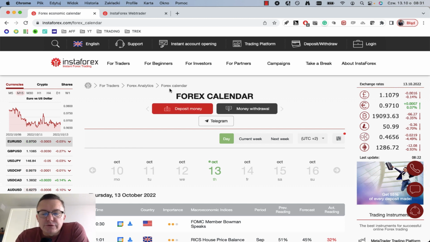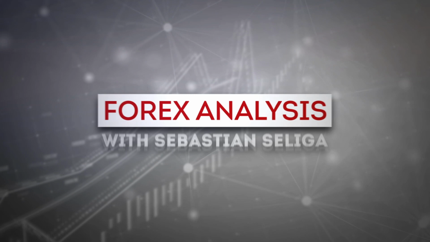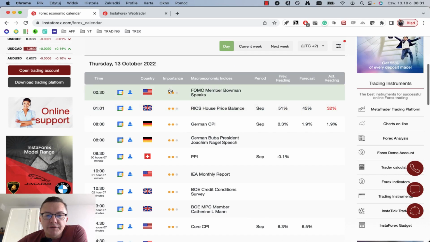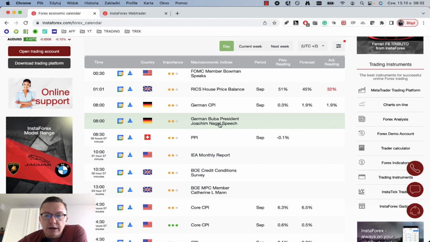But let's focus on the Forex calendar for Thursday. What do we have here? Some data had been published overnight as usual, however nothing special. We start with the German CPI that hits the level of 1.9%, just as expected, but it's way above the previous reading of 0.3%. This is a monthly reading, so there is a substantial increase in the CPI in Germany.